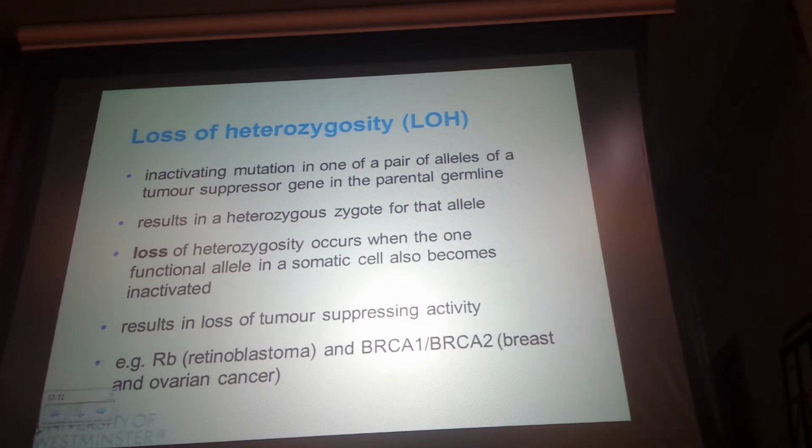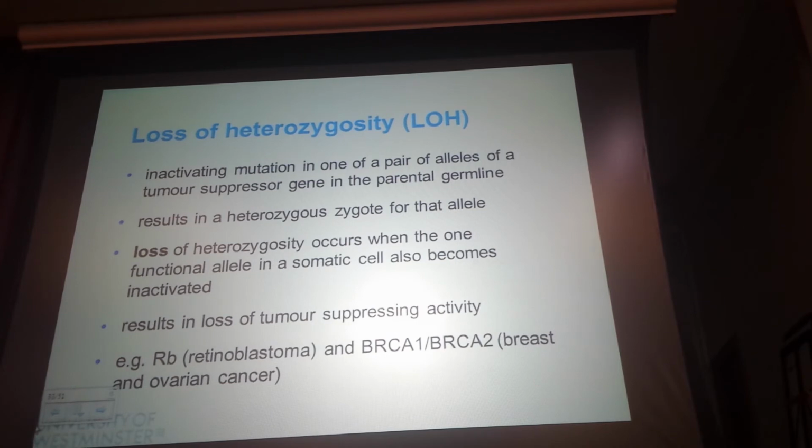Loss of heterozygosity. So to go back to tumor suppressor genes, when I told you about the two-hit mechanism, you need to have 2 mutations in a tumor suppressor gene to drive cancer. So you usually have a mutation in one of the alleles, and then you need to have a mutation on the second allele. And most of the time, it's a deletion.